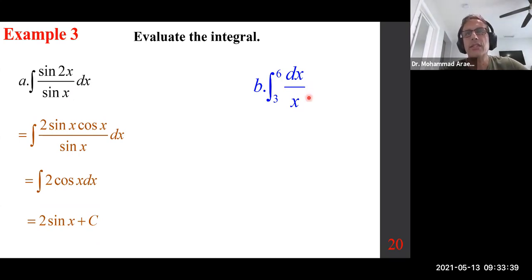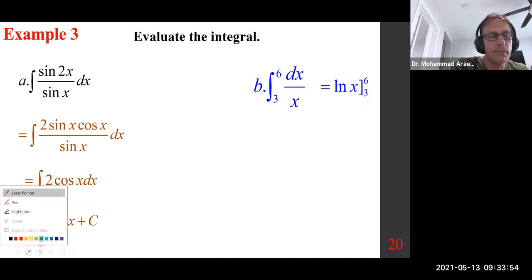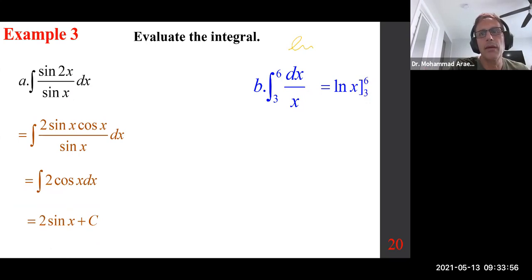Remember, this is 1 over x dx. Therefore, it's a natural log. The reason I'm not using an absolute value is because the limits are both positive. Otherwise, you must. So you really have to write this. But it makes no difference when both limits are positive. It does make a difference if any of them is negative. And so you want to be careful with that.